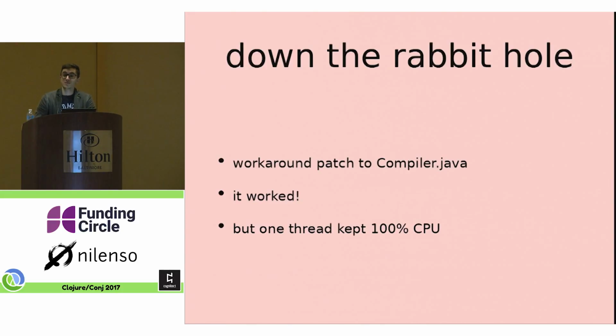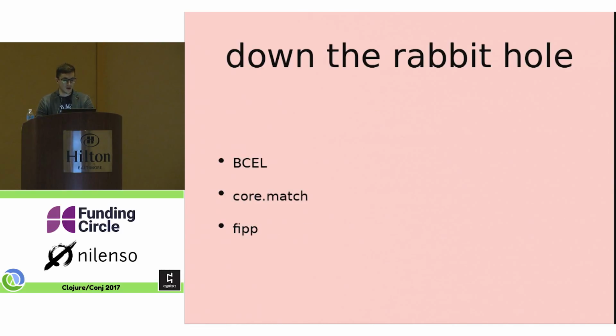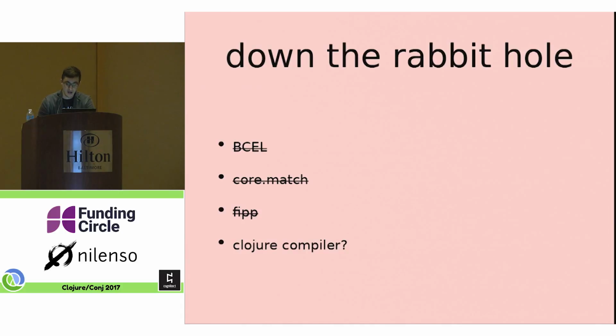And the problem was that I noticed that my laptop was frying because one thread, one CPU, was stuck at 100% usage. And so I didn't know what's going on. And I knew that my code wasn't responsible for this. So I looked at the dependencies that we're using. And it wasn't BCL, it wasn't core.match, and it wasn't FIP either. So I turned to the one remaining thing, which was the Clojure compiler. And after hours of debugging, it turned out that the Clojure compiler wasn't at fault either.